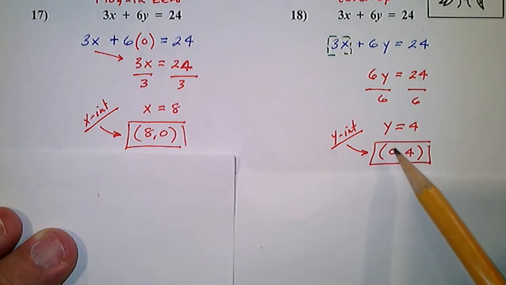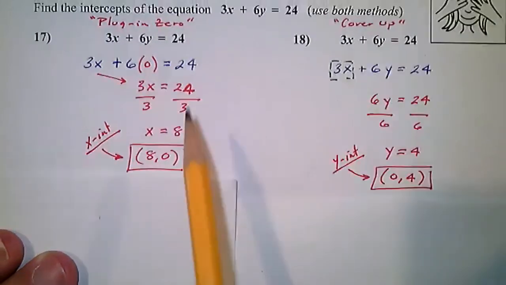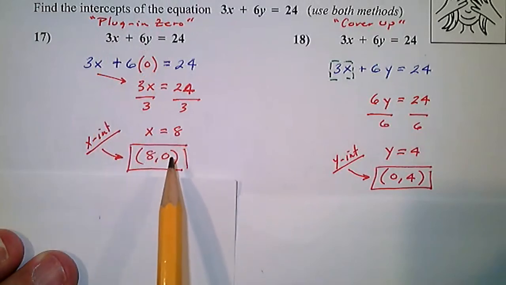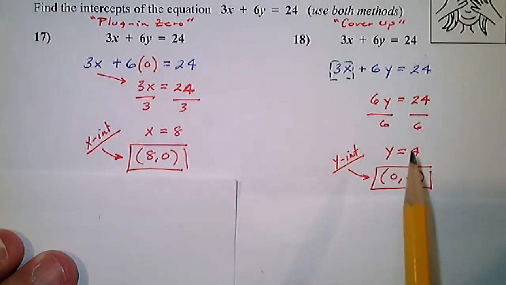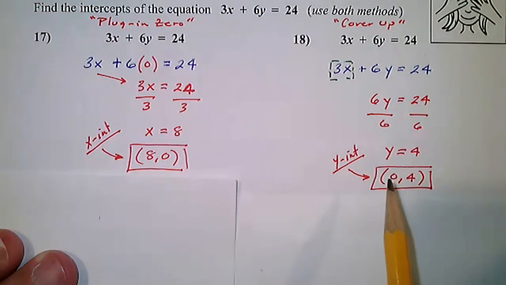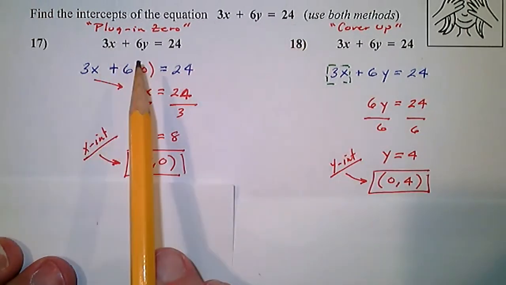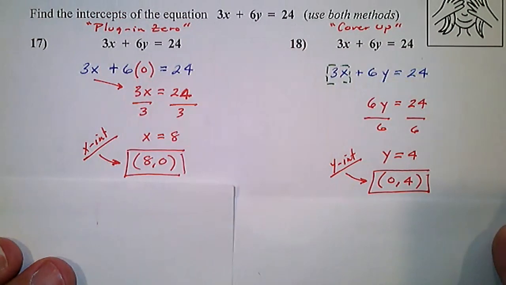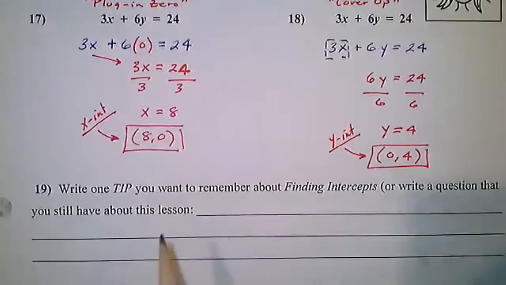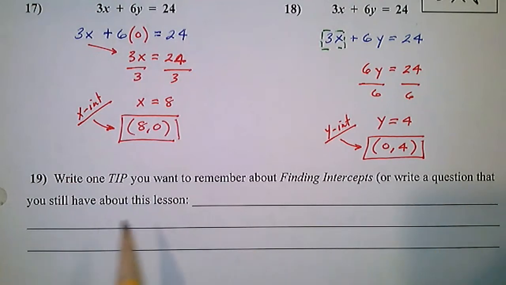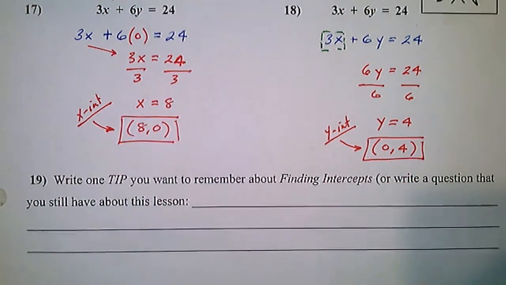Then you have to remember to go back and put in a 0, just like we did over here. I found my x, that's an 8, so I need a 0 there. And on this one, I found the y, so I need to go back and put a 0 over here. I've got that number, I need a 0 there. Okay, all right, so this last one, we're not gonna graph. This was just practicing plug-in 0 and practicing the cover-up. What you need to do is write yourself one tip that you want to remember about finding intercepts. Or if you have a question, go ahead and write yourself a question, and then I'll try to look at those and we'll cover those in class, okay?